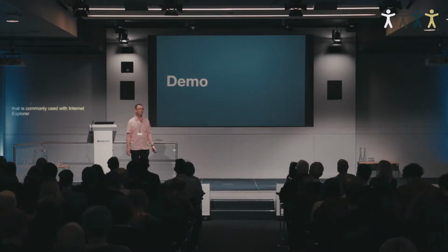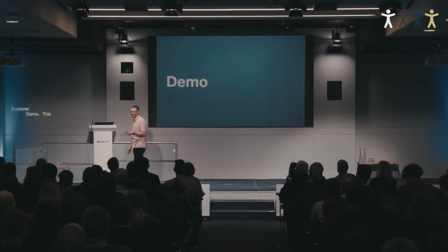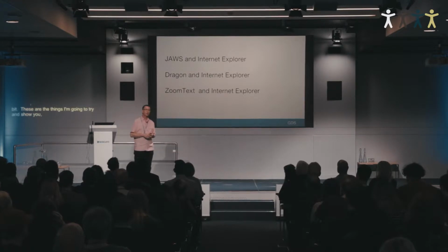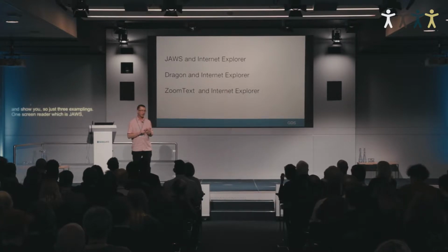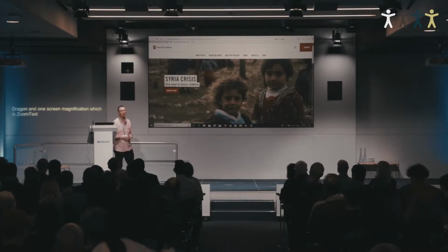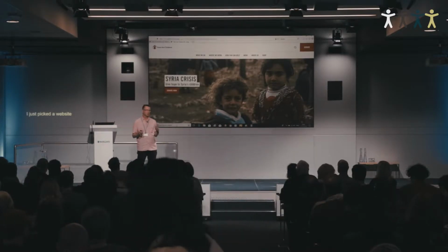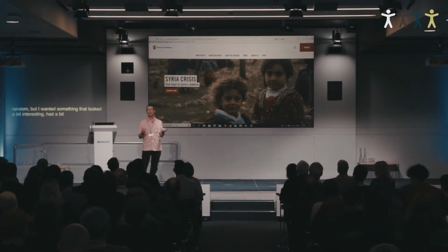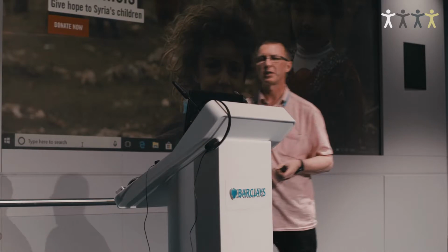So, demo. This is the more interesting bit. These are the things I'm going to try and show you. So just 3 examples. One screen reader, which is JAWS. One voice activation, voice recognition, which is Dragon. And one screen magnification, which is Zoomtext. I just kind of picked a website fairly at random, but I wanted something that looked a bit interesting, had a bit of information in it, but not something that was overwhelming. I started to look at things like newspaper websites and broadcasting websites, and they tend to be very complex with a lot of information. So I wanted something a bit easier to follow and understand.